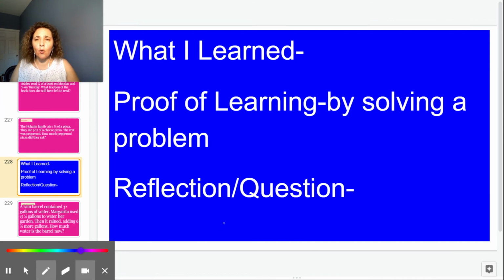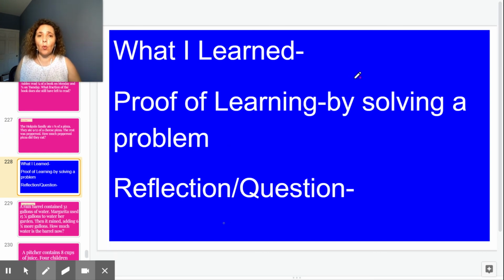Okay, so what I learned. What did you learn today? Write down in your math notebook what you learned, proof of learning by solving and doing a problem. Make up your own word problem that either uses addition or subtraction, whether it's one step or two step. Try to challenge yourself and make it a two-step problem. You can go back through the video and look at my examples and maybe change some of it a little bit around so you can make it work. And then a reflection: how does this connect to our daily world, or a question you still have about this?